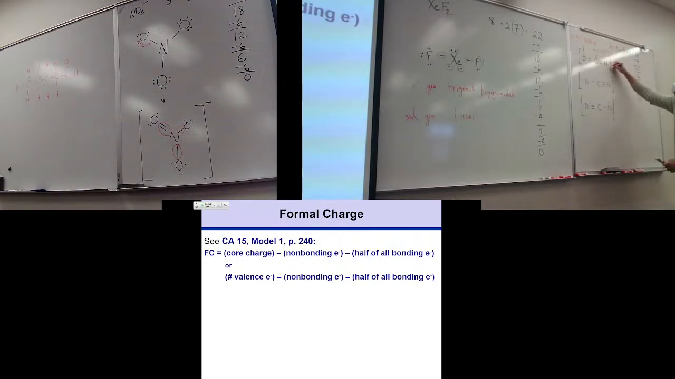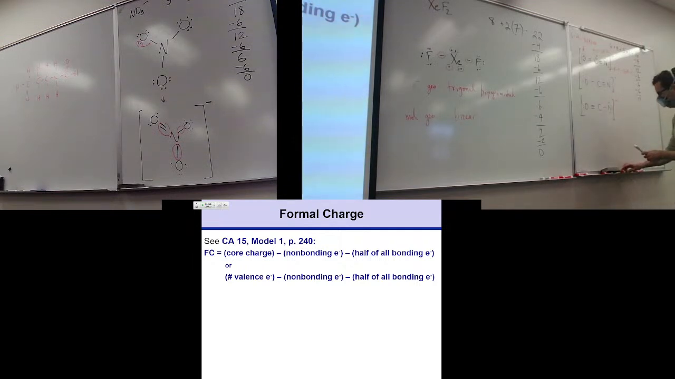And then finally the nitrogen. 5 is the valence electrons. That's group 5. Minus 4 lone pair electrons. Minus half the number of non-bonding, or half the number of bonding electrons, excuse me. So 5 minus 4 is 1, minus another 2 is a negative 1. So finally we get to our first non-zero formal charge.